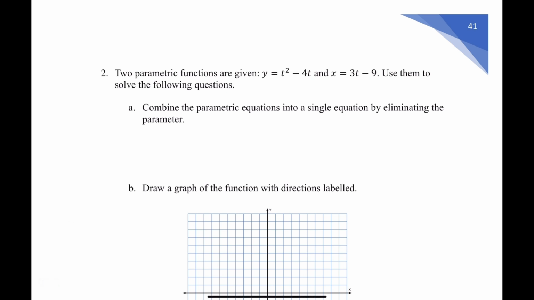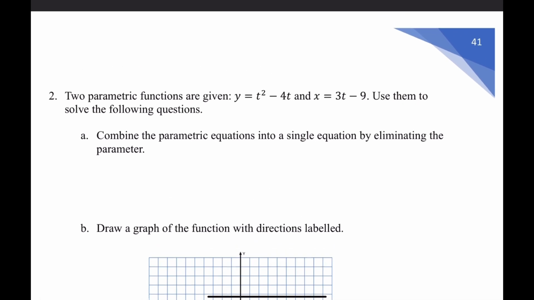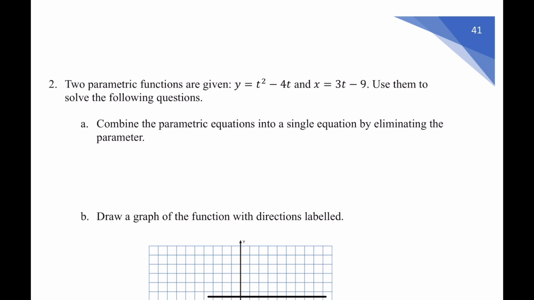So two parametric functions are given. y equals t squared minus 4t and x equals 3t minus 9. Use them to fill in the following questions. Combine the parametric equations into a single equation by eliminating the parameter. Okay, so y equals t squared minus 4t, and x is equal to 3t minus 9. So let's try to eliminate the parameter.